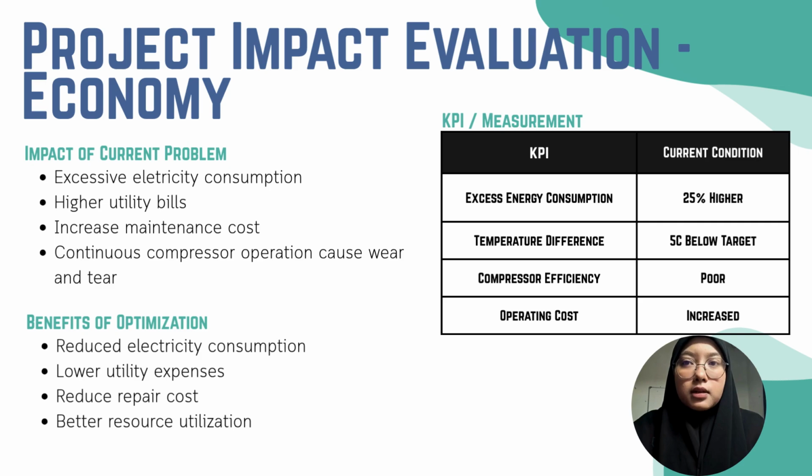Through this optimizing, the university can reduce electricity consumption, lower utility bills, and decrease maintenance costs caused by excessive compressor operations. These savings can then be redirected to other academic facilities and student development programs. Overall, optimizing classroom air conditioning not only improves student comfort and the learning environment, but also reduces energy waste and operational costs, creating both solutions and benefits while supporting Sustainable Development Goal 7.